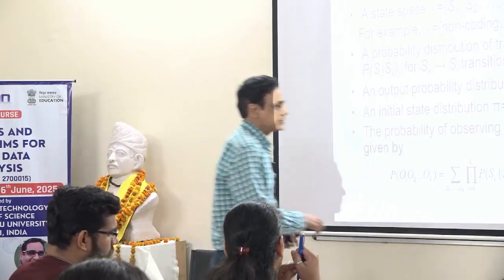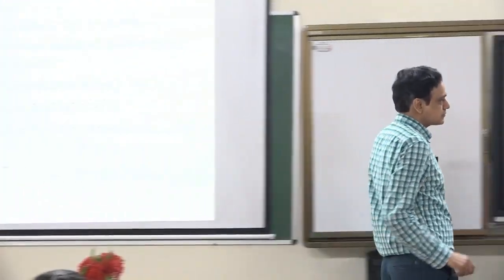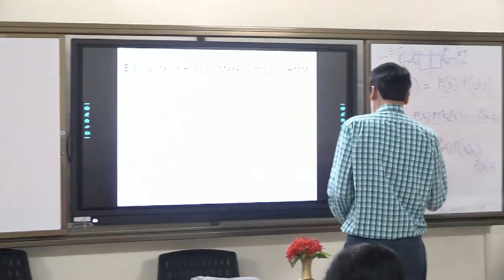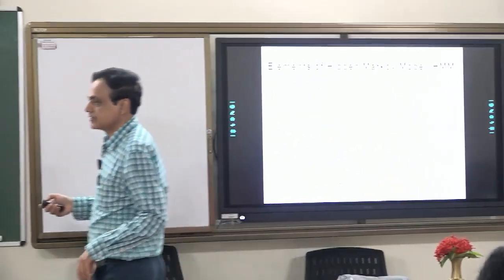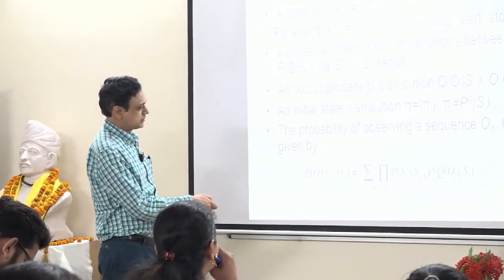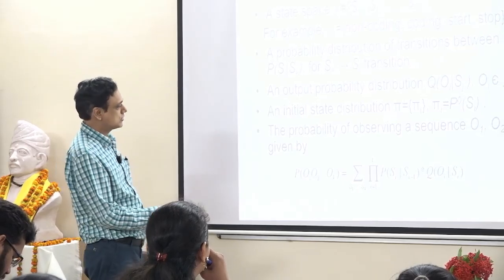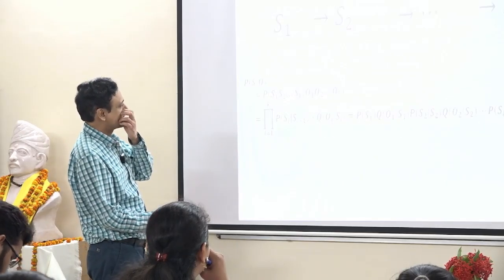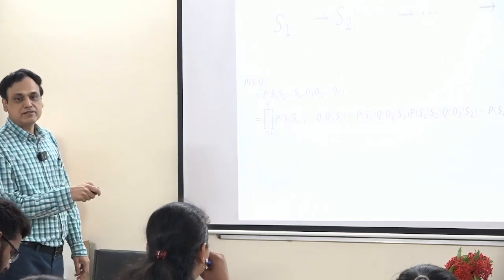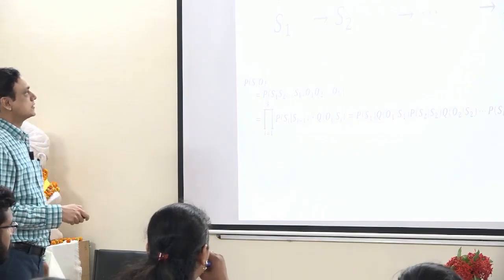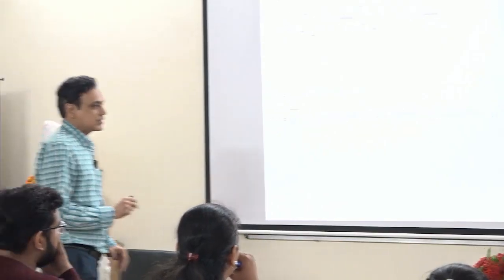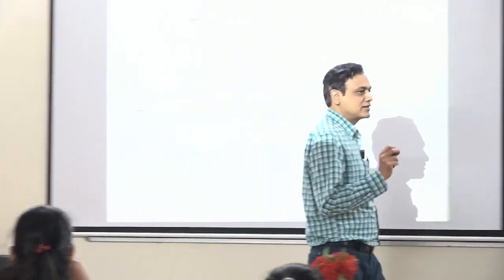If you sum over, actually, don't worry, I will skip that. I just discussed this, and don't worry about it, because I'm not going to come to this today. So is this clear to everyone? If you understand this, then you are understanding the hidden Markov model.